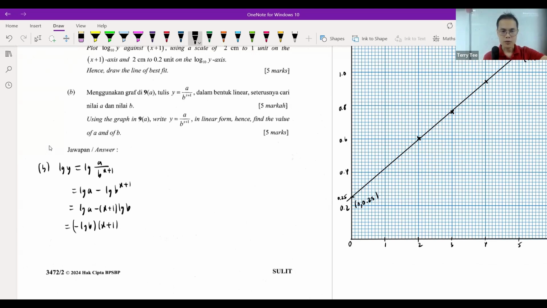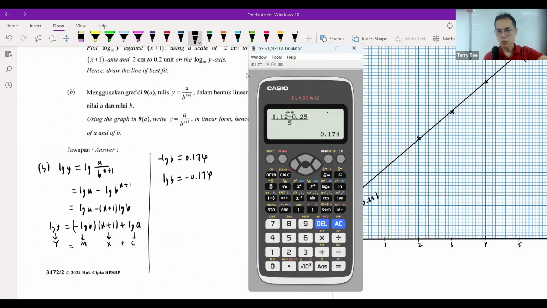X plus 1 is your big X, the variable on your x-axis, and LGA is your big Y. This is your gradient, this is your big X, this is your C, your y-intercept. We have already calculated the gradient from the graph. From the graph, our gradient is positive 0.174. So bring the negative over, so negative 0.174, and then change from logarithm form to index form.